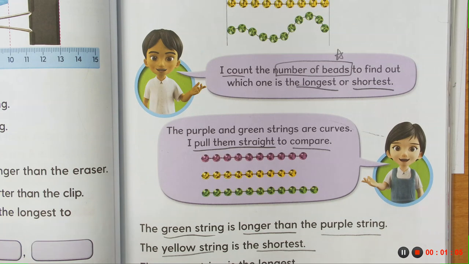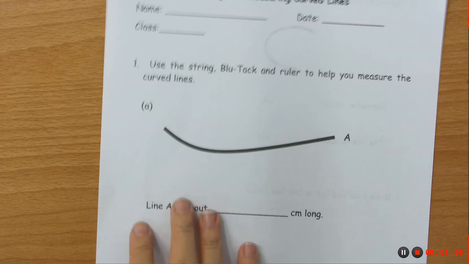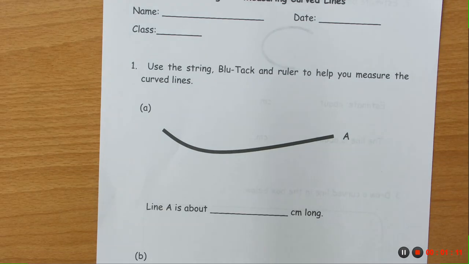Now, Joey said, I can pull it straight and use a line to measure. And that is exactly the activity we are going to do now. So, sit down first. Let me show you these tools.